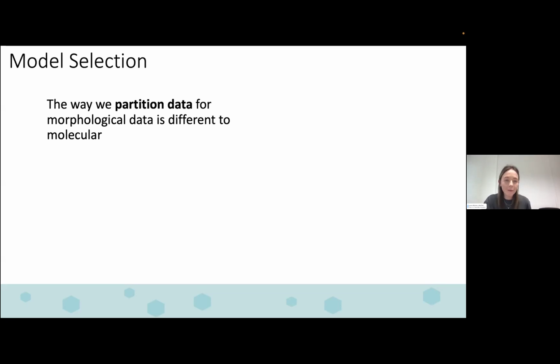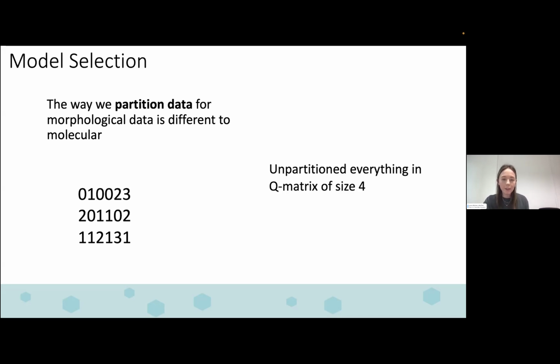But then it started to make more sense when we looked at how we partitioned data. Because partitioning a morphological matrix is quite different from how you do so for molecular. If you have an alignment like this, in an unpartitioned matrix, everything is in the Q matrix size 4, right? When you start to split it up, you're actually changing the size of the Q matrix. Whereas for molecular data, you're never changing the size of your Q matrix. You're always going to have 4 nucleotides. But this is entirely different for morphological data.